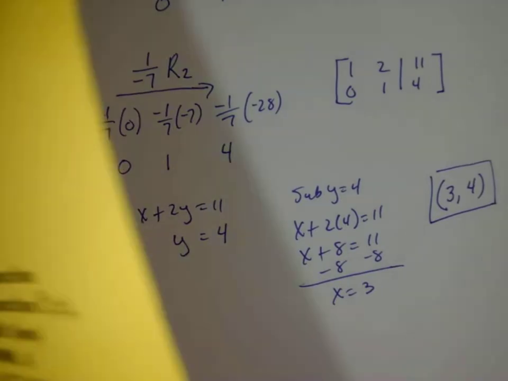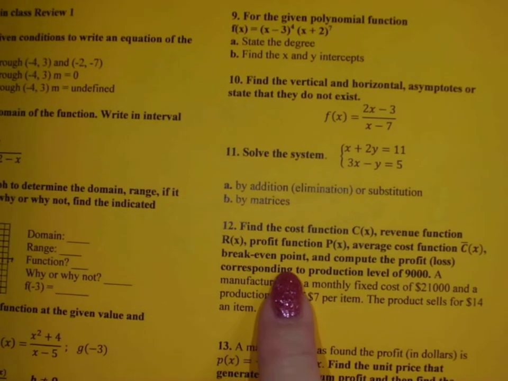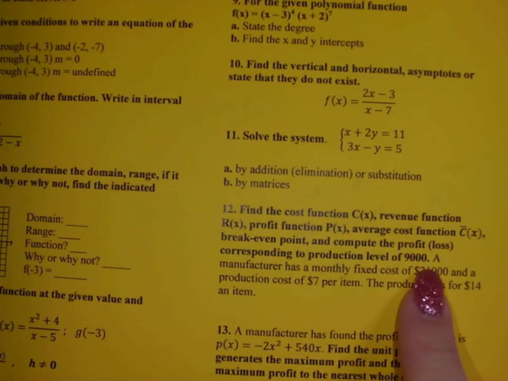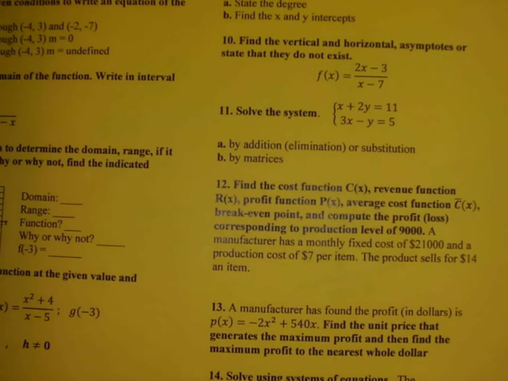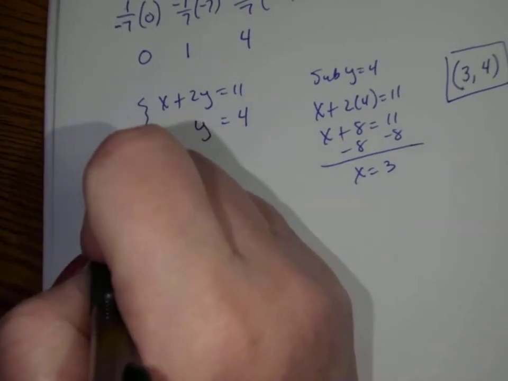All right. For number 12, we've got several things going on here. We have finding the cost function, revenue function, the profit function, the average cost function, the break-even point, and to compute the profit or loss corresponding to a production level of 9,000. So a manufacturer has a monthly fixed cost of $21,000 and a production cost of $7 an item. The product sells for $14 an item. So we have several things that we need to do. So this is number 12.